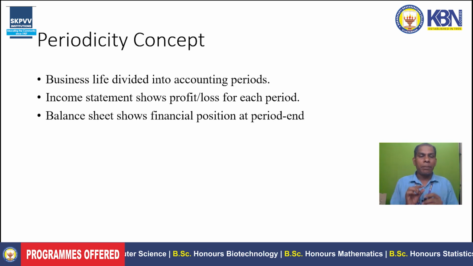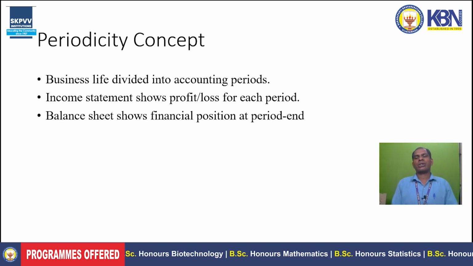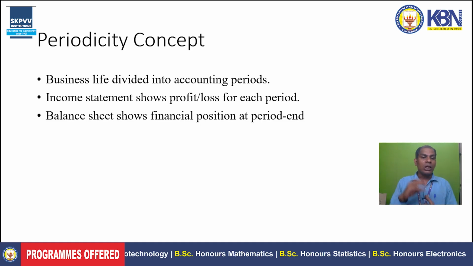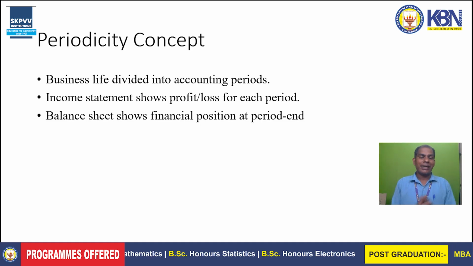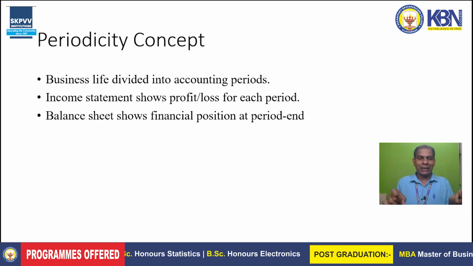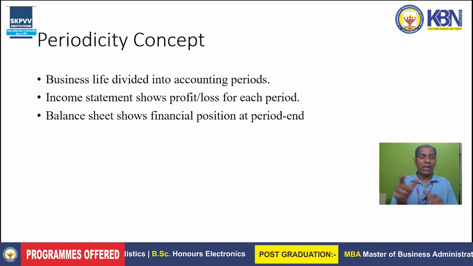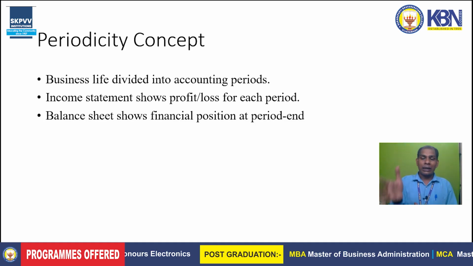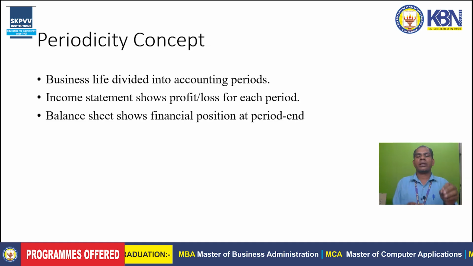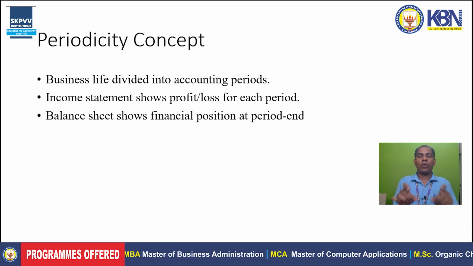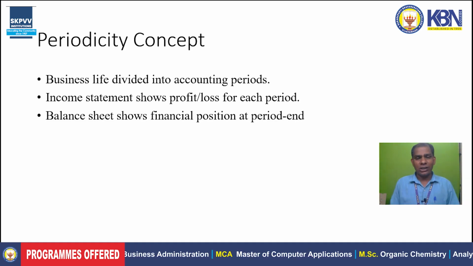Then the third one is the balance sheet, which shows financial position at period end. This balance sheet is the third statement in the final accounts. It is a statement containing the assets as well as the liabilities: what the business owes and what the business owns. These two we have to mention in the balance sheet.